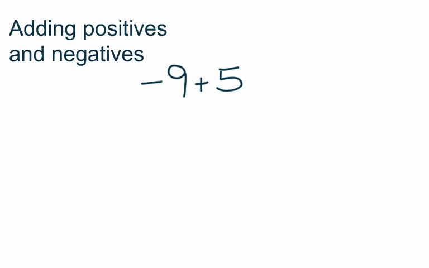So I'm going to draw 9 negative signs: 1, 2, 3, 4, 5, 6, 7, 8, 9. And then I'm going to draw 5 positives: 1, and they make it kind of sloppy, 2, 3, 4, and 5. All right, so in this case, right away we see that we have more negatives than positives.